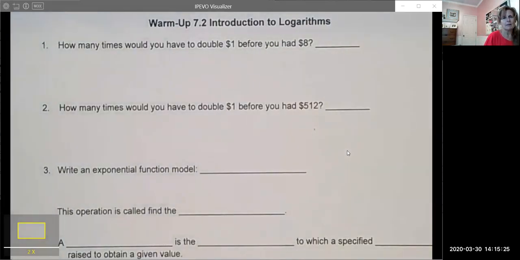Today we're going to talk about lesson 7.2, an introduction to logarithmic functions. Before we dive right in, I thought we would do a warm-up that just preps us for this topic. Let's think about this problem. How many times would I need to double $1 before I have $8?